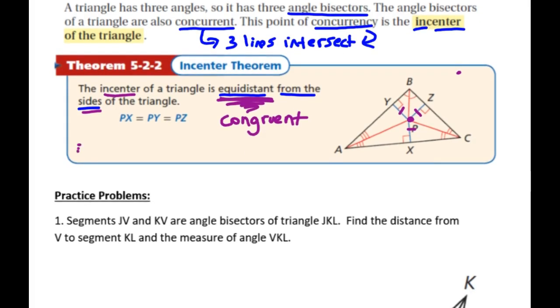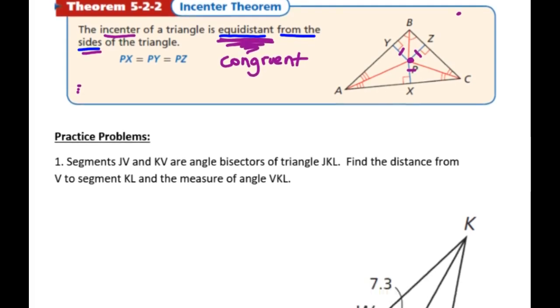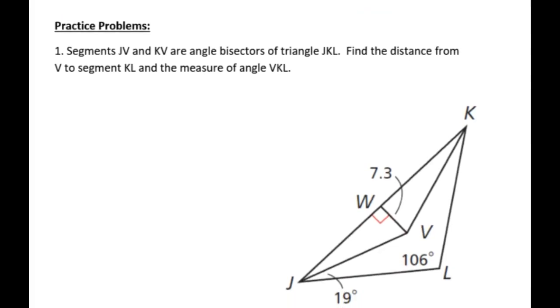So if you know this information, then these next couple problems shouldn't be that bad. So look at number one. Segments JV and KV are angle bisectors. Now, anytime you see the phrase angle bisectors, you want to show me that it cuts the angle in half, and you show that with arcs. So if JV is an angle bisector, that means angle WJV and angle VJL are equal. I'm going to put one arc on both of them. Then it says KV is an angle bisector, so KV is over here. If KV is an angle bisector, that means angle WKV, two arcs, and VKL, two arcs, are going to be equal. Do you see how I'm showing you it's an angle bisector? Because it creates two equal angles.